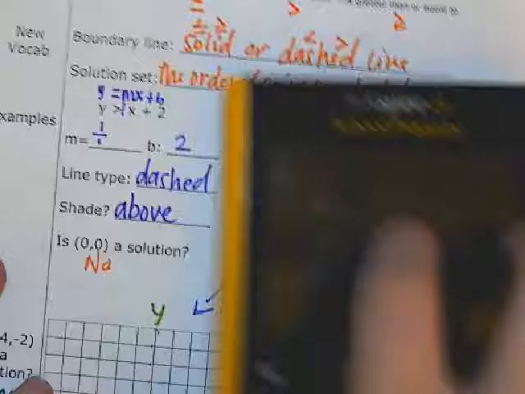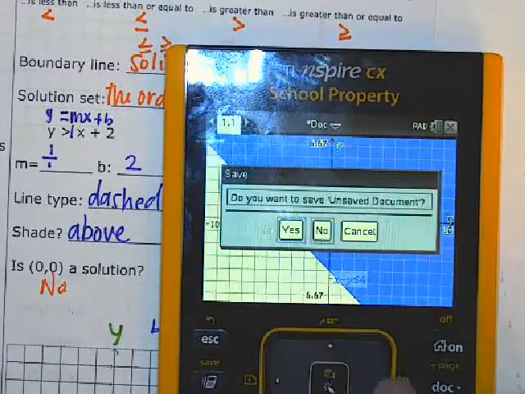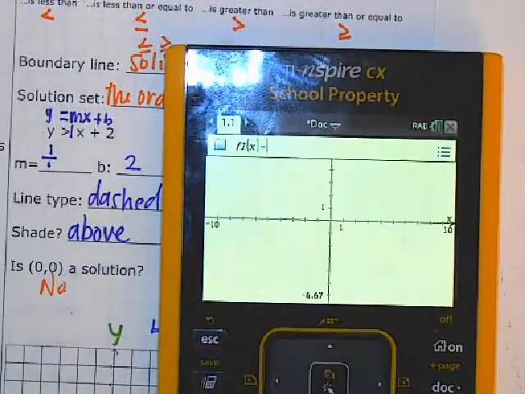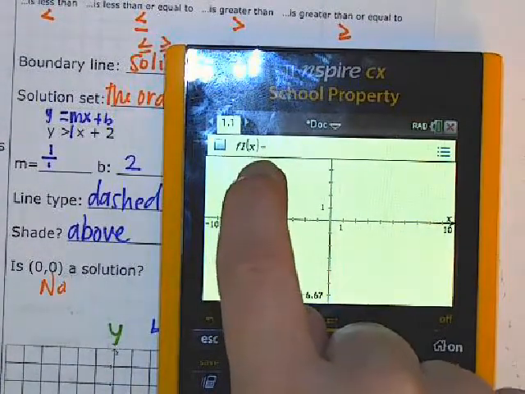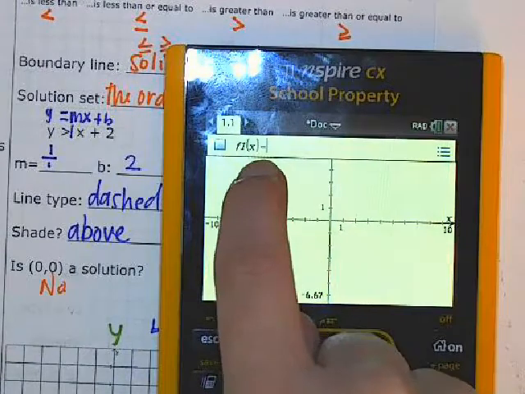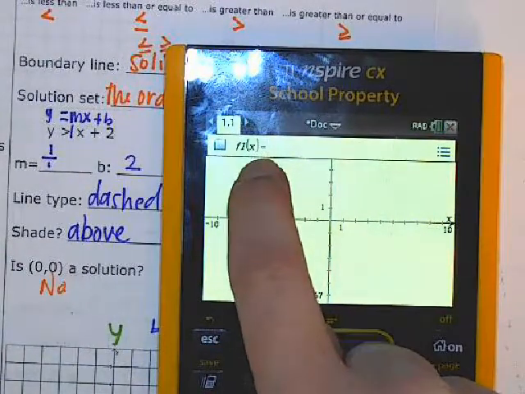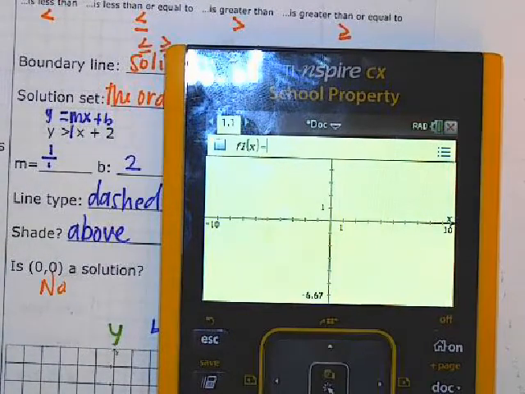Okay, so look at example 1. Turn your calculators on. New document. No, we never want to save. Okay, go to a graph. This has an equal sign. Are we using an equal sign? Do this with me. You just replace the equal sign. Okay, so delete the equal sign.